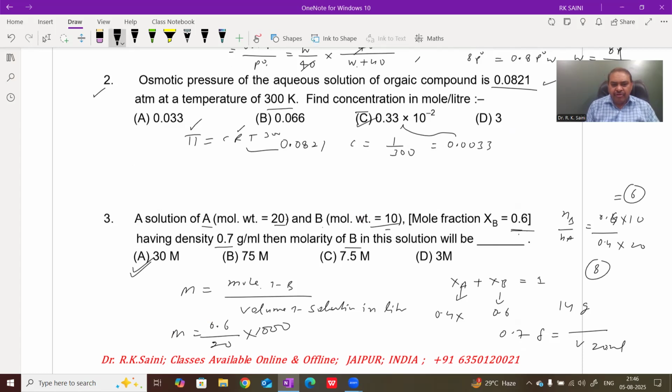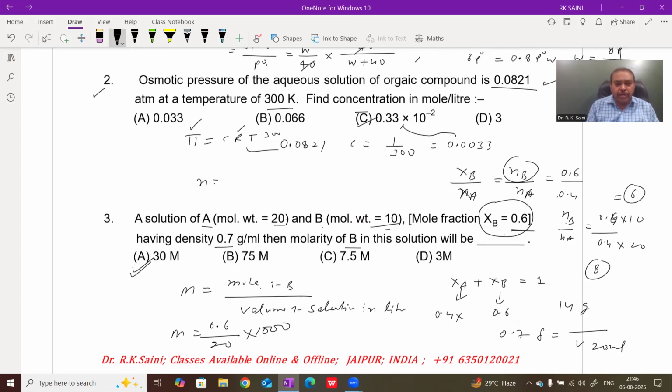First, we calculate mole fraction of both species. And we know that mole fraction of species equals their mole ratio. It means the moles of B is taken 0.6, then moles of A taken 0.4. And now find total mass of the solution.